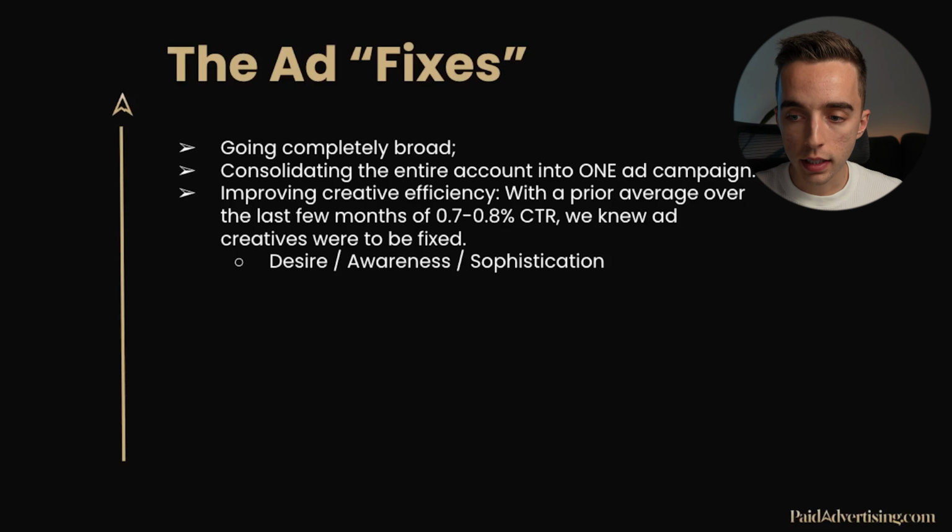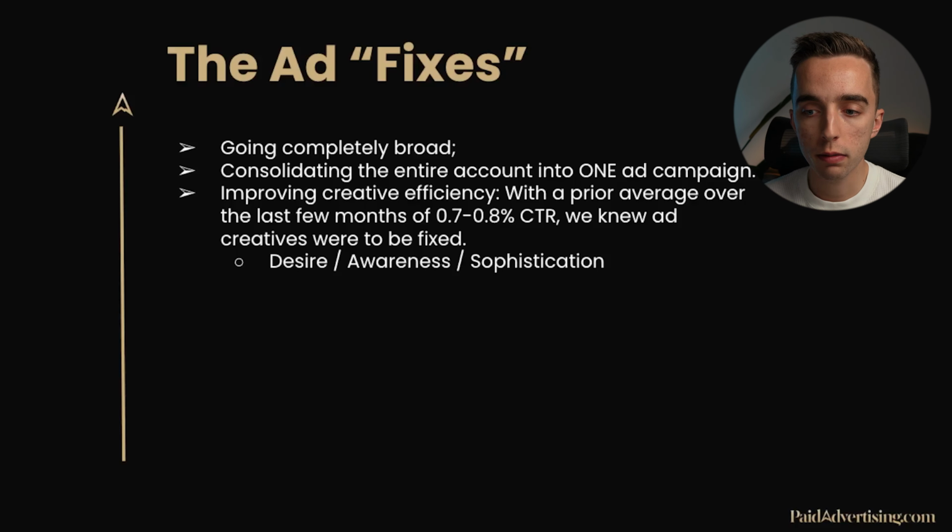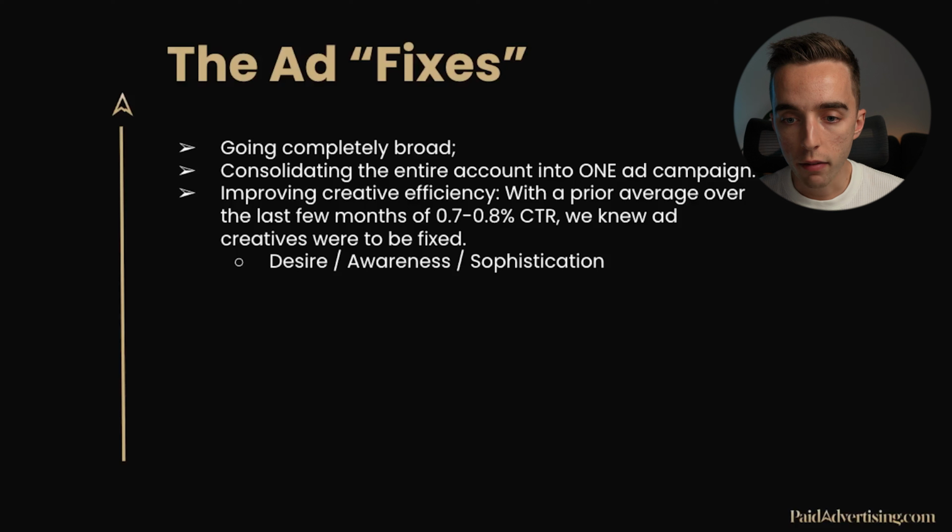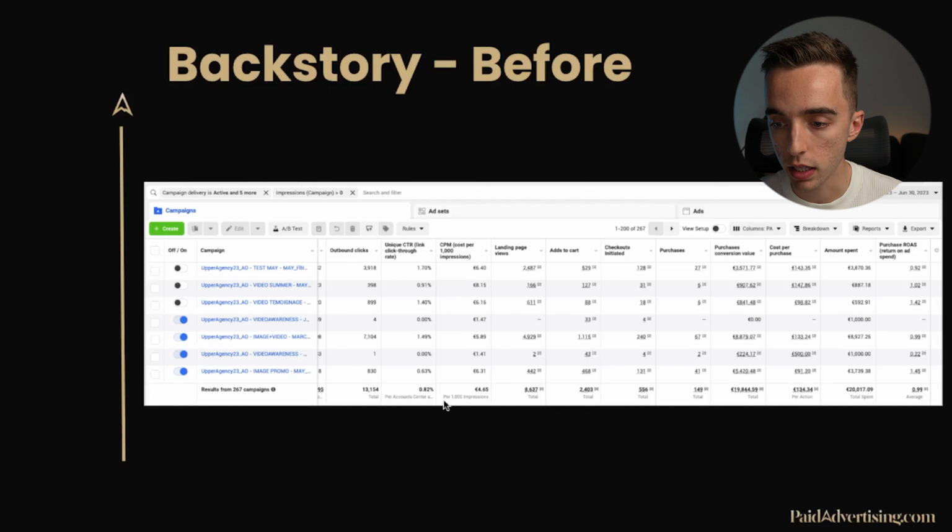And then the third thing that we did was we improved the creative efficiency because their prior average kept going down and down and down with the months. They were now at an average of about 0.7 to 0.8% click-through rate. You can see it right here. 0.8% was essentially the average prior to us coming on board for the last couple of months.